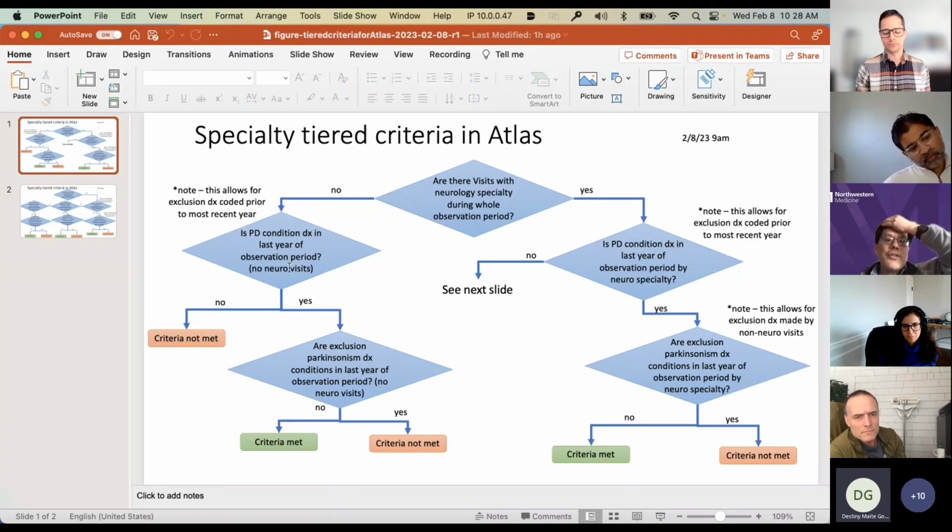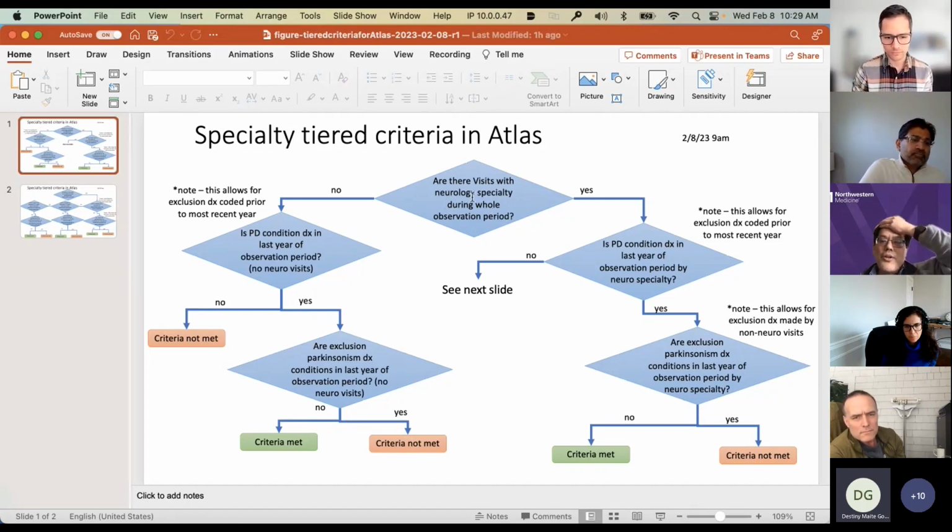And if the answer is no, the criteria are not met, actually I might revise this to be further, but if the answer is yes, there is a Parkinson condition in the last year of the observation for this person, then are there any exclusions, the same exclusions we previously applied in that last year? If the answer is no, then you've met your criteria. If the answer is yes, then you're rejecting that one.